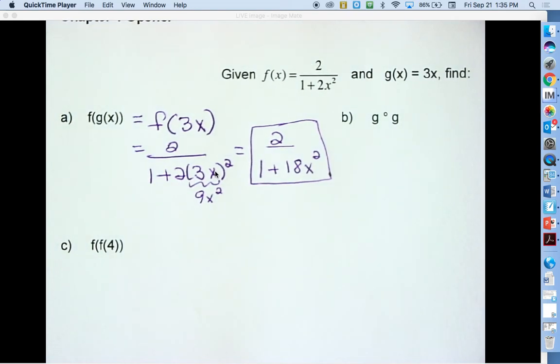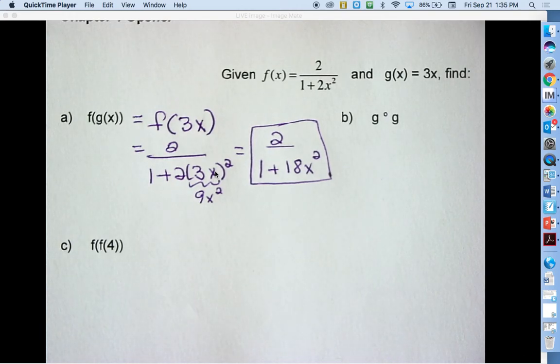Don't over cancel things. That's actually as far as you can take it. So don't be like, oh, well, 2 and 18, I'll just cross those off and make it 1 and 9. No, you can't do it to the 1. You can't do it to the 18. You have to do it to both pieces if you're canceling anything. So 2 over 1 plus 18x squared.